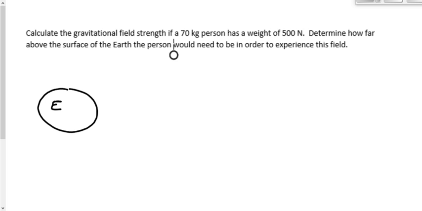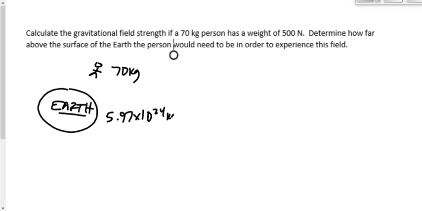This is the Earth. And we have a 70 kilogram person somewhere above the surface of the Earth. Maybe they're in an airplane, maybe they're skydiving, maybe they're in the International Space Station, maybe they're going off into space. I don't know. They're above the surface of the Earth. The mass of that person is 70 kilograms. The mass of the Earth, we know, is 5.97 times 10 to the 24 kilograms.